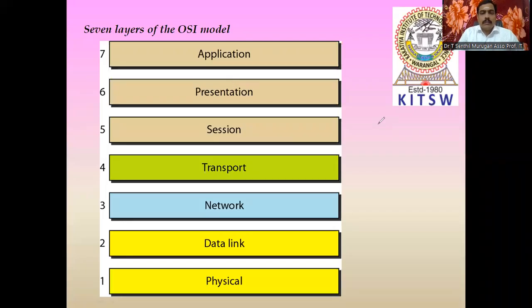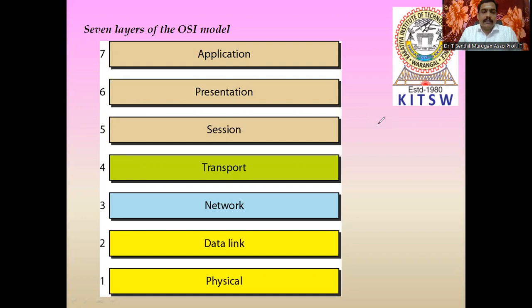Now this slide is representing the 7 layers in the OSI model. Open System Interconnection is a model, the standard for computer networks designed by ISO, International Standard Organization. According to the OSI model, the network has 7 layers. So what are the layers?